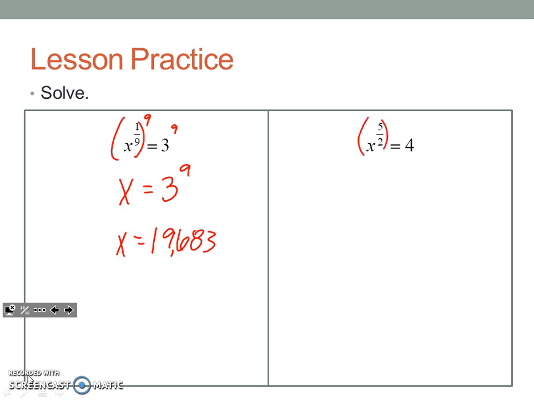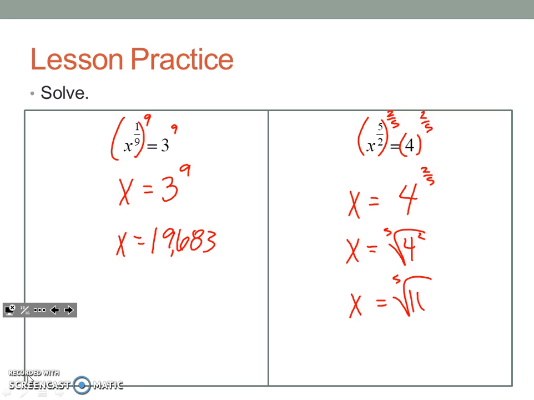Okay. This one here, again, use your reciprocal, 5/2. That's going to give me x equals 4 to the 2/5 power. So when I try and simplify that, that's the 5th root of 4 squared. I don't know a 5th root of 4. So the only other thing that I could really do is I can make this a 5th root of 16. But then that's going to be its simplest form. So I'm just going to leave it like that there.